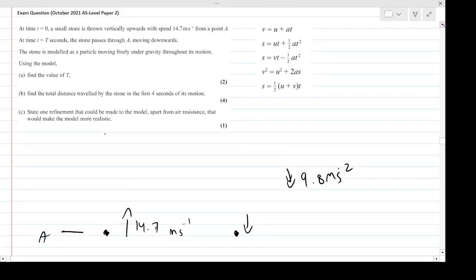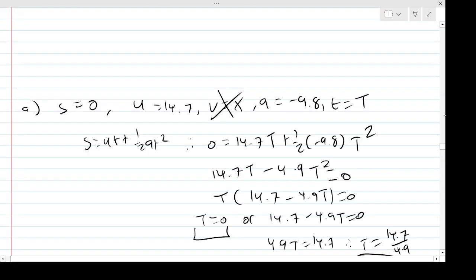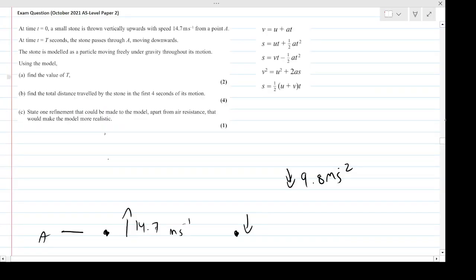Right. Then it says find the total distance travelled by the stone in the first 4 seconds of motion. So what we worked out here is that we can't just say T is 4. If we use SUVAT, we can't just use T as 4, because we were asked for distance, okay?